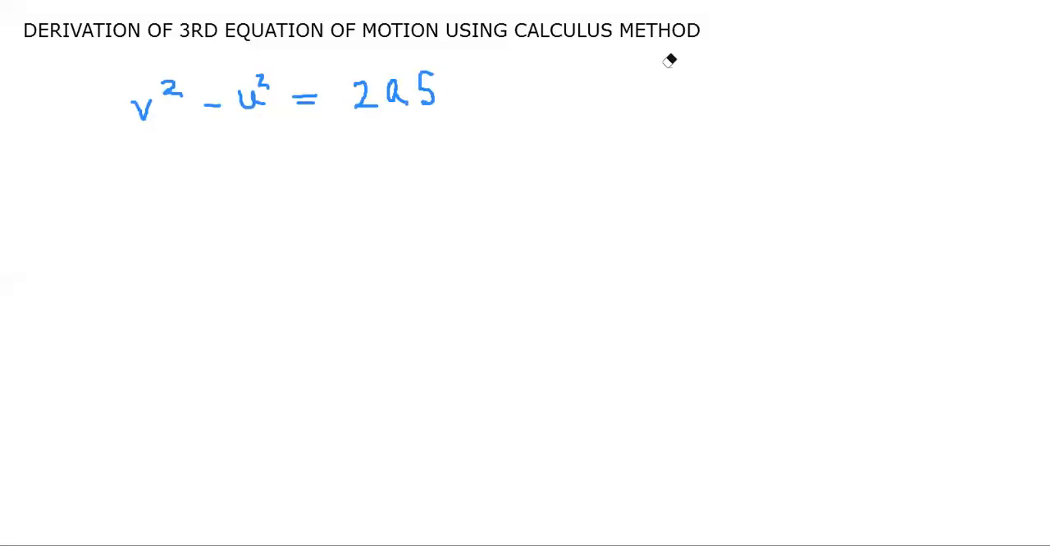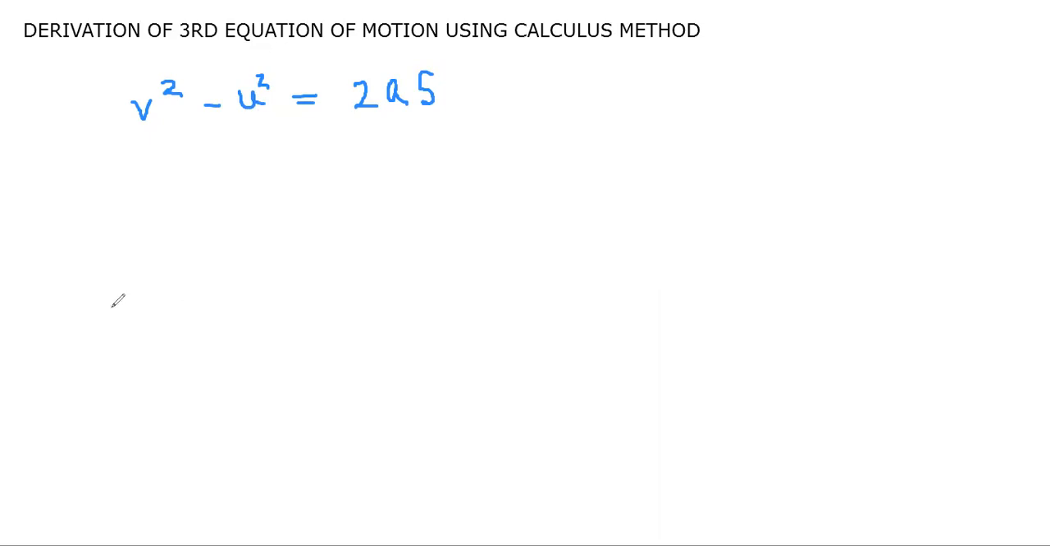Today, in this video, I'm going to derive the third equation of motion using the calculus method. The equation is v square minus u square equals 2as, where v is the final velocity, u is the initial velocity, a is the acceleration, and s is the distance traveled by the body.